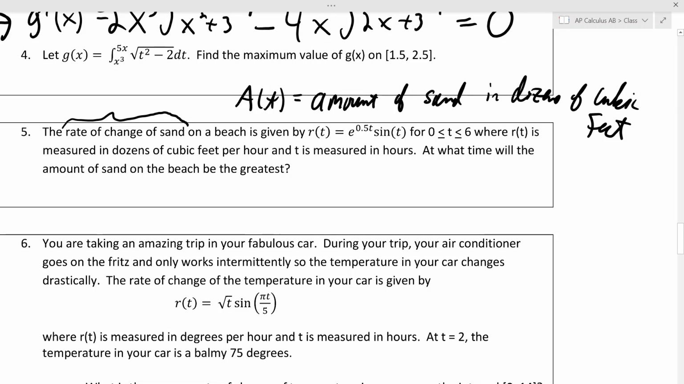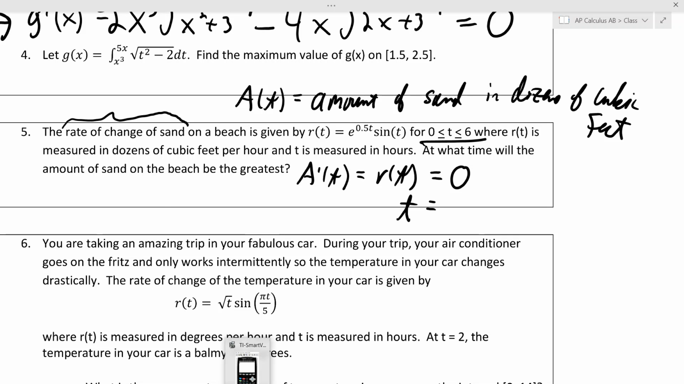What time will the sand be the greatest? So again, we have an amount function which we don't know right off the bat. However, we know R of t is the derivative of A. So I know that A prime, the derivative of the amount, is just R of t. Cool. So I'm asked to maximize the amount of sand on a closed interval. So we always do the same way. You write, hey, I need to know where the derivative is 0. We're going to find those times. Now we use a calculator for that.